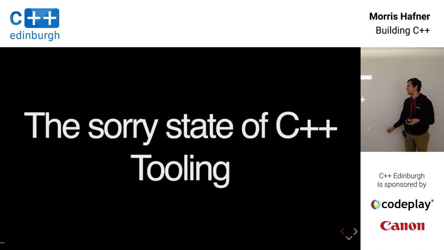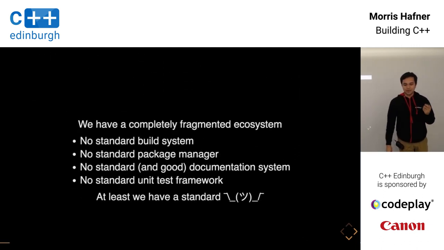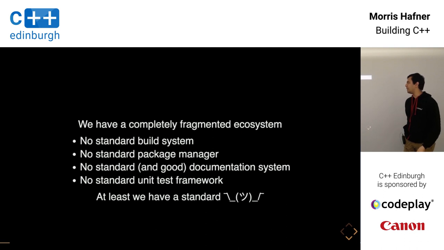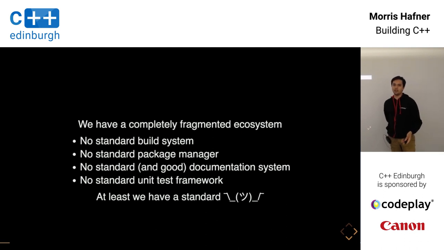this slide explains it all. The situation is not good. So we have a fragmented ecosystem and we don't have a standard build system. Mostly we don't have a standard package manager, no documentation system, and a unit test framework. And if everyone just starts inventing new stuff just because all the previous things are bad, we're not going to get anywhere. I can just reference that XKCD comic, the standards one.